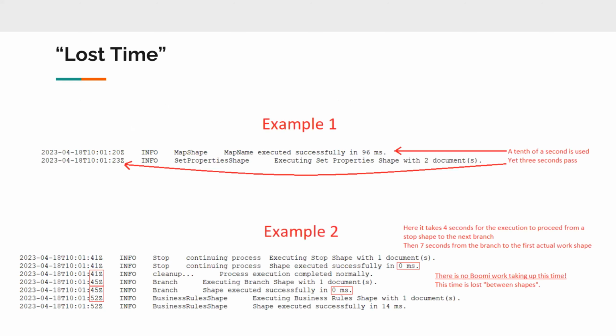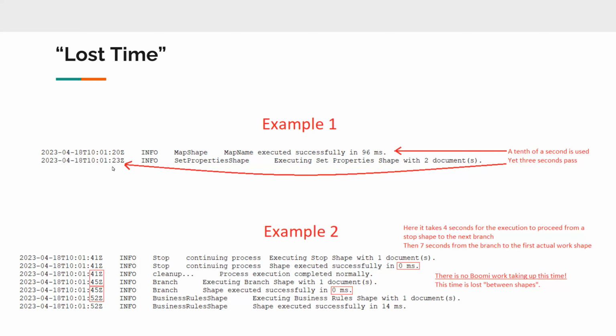The easiest way to tell if you're having disk trouble is to check your slower process logs. In these logs, we're looking for something Boomi support sometimes calls lost time, or lost time on the wall clock. Given here are two examples. In example one, there are only 96 milliseconds of actual Boomi work that has occurred, and yet you'll see that 3 seconds have passed on the timestamp when the next shape begins. This is time lost between shapes, so to speak, or time lost on the wall clock. This is not representative of Boomi work. It's lag while the system catches up.